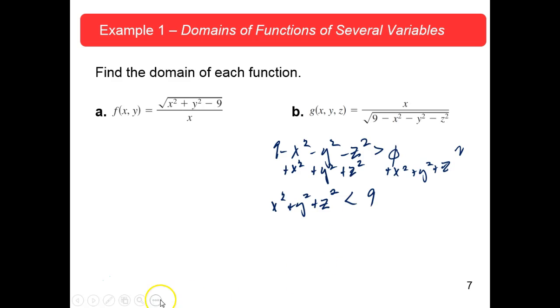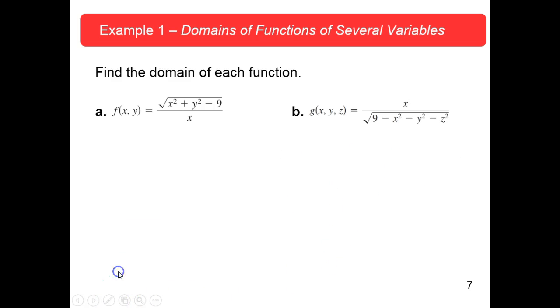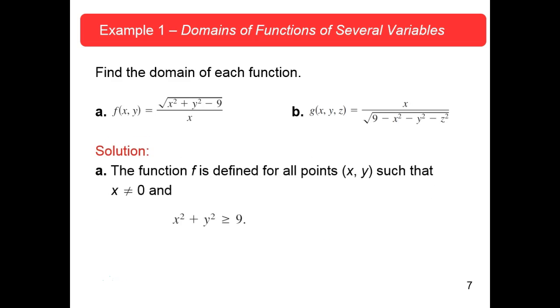So let me clear my mess again. And let's see how the book did that. Okay. The A here, the function is defined for all points x, y, such that x is not equal to 0, and that the stuff in the radical has to be greater than or equal to 0. And they've already moved the 9 to the other side, so greater than or equal to 9. Well, greater than or equal to 9 would be everything on and outside the circle of radius 3, but you couldn't include x equals 0, so that would eliminate anything that otherwise would be okay, but now not on the y-axis.